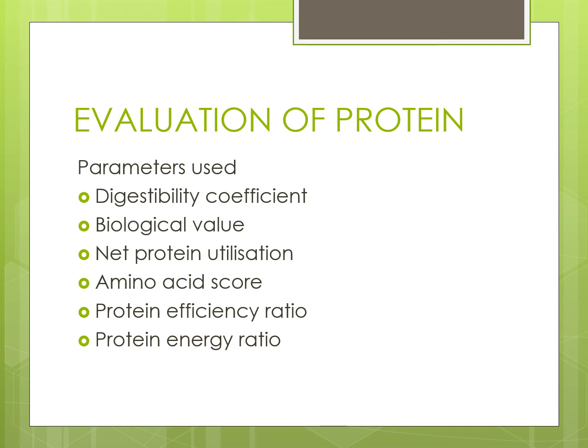The biological value is the percentage of nitrogen which is retained out of the nitrogen absorbed from the diet. Net protein utilization is the proportion of ingested proteins or nitrogen that is retained in the body. Amino acid score is the measure of the concentration of each essential amino acids in the test protein expressed as a percentage of that amino acid in the reference protein.